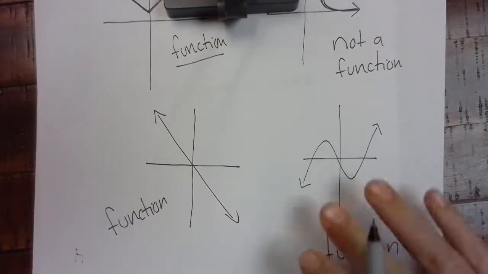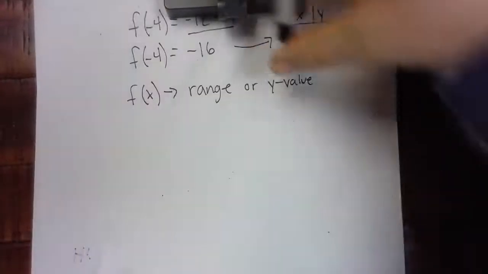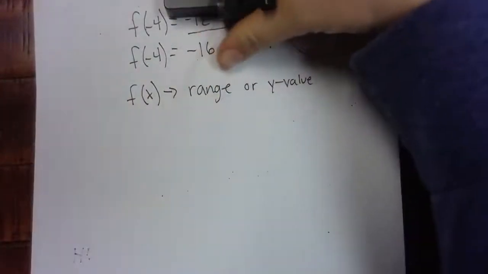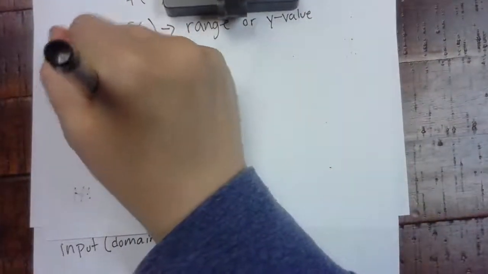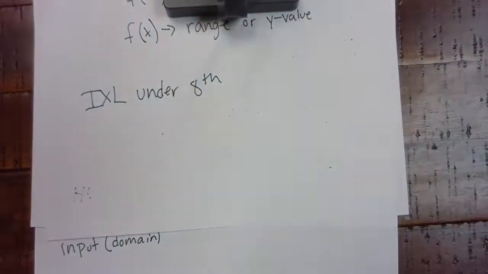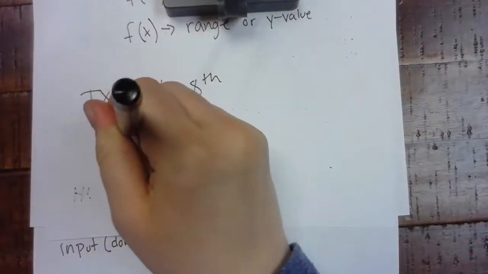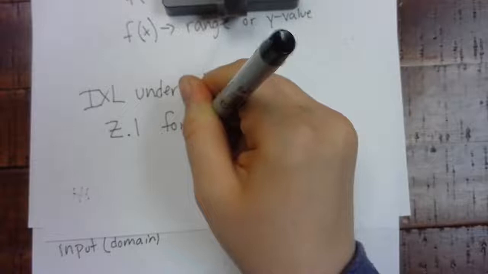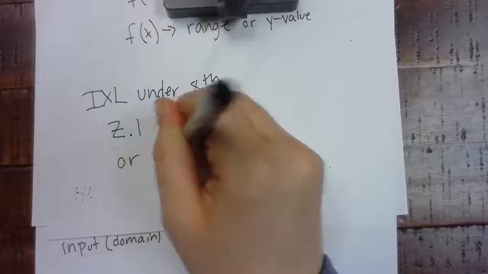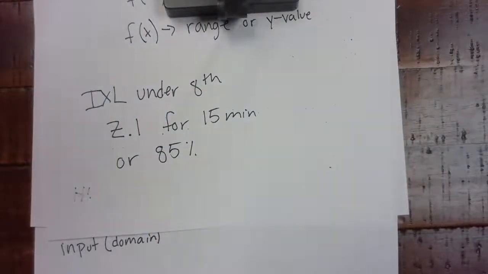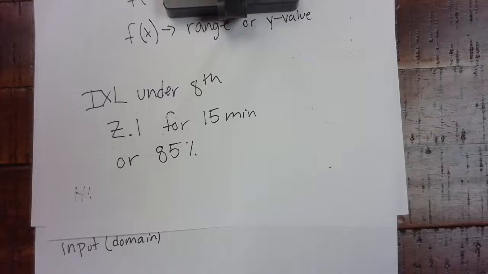So for homework tonight, you are going to have to practice how to find a function. Your homework is to go to Math IXL, under 8th grade, and do Z.1 for 15 minutes, or I'll give you 85%. This really should be a quick and easy one. You should get to that 85 pretty easily, because it's just telling you whether it's a function or not, basically. Okay? So I will see you all on Thursday.